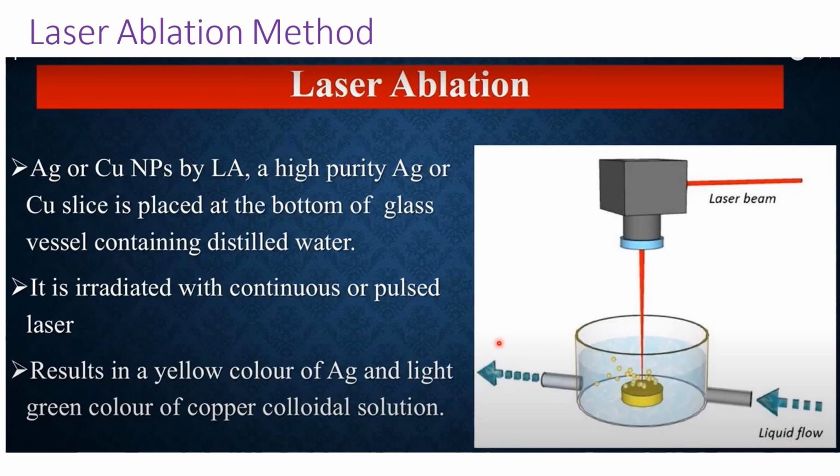Laser ablation method is another method to get nanoparticles. Suppose we want to get nanoparticles of silver or copper or any other metal, then we need a laser source, and if we throw the laser on this metal piece, then we can get the silver or copper nanoparticles, and it may be yellow or green color depending on the size of the nanoparticles. So this is the laser ablation method for making nanoparticles.